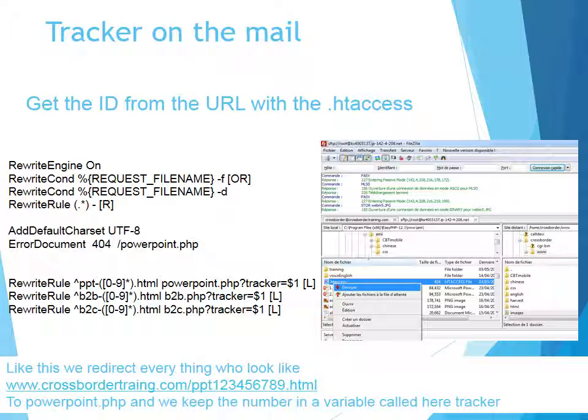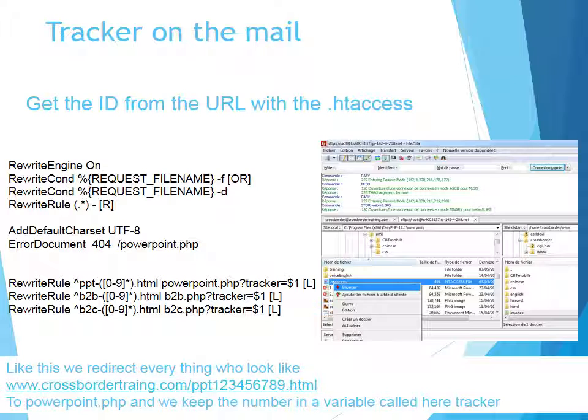The thing is, URL rewriting is something that will take the URL where you are and select some information inside, which is the ID. So in the last example, it was b2b-number.html. So we want here to collect the ID which is between the b2b dash and the .html.